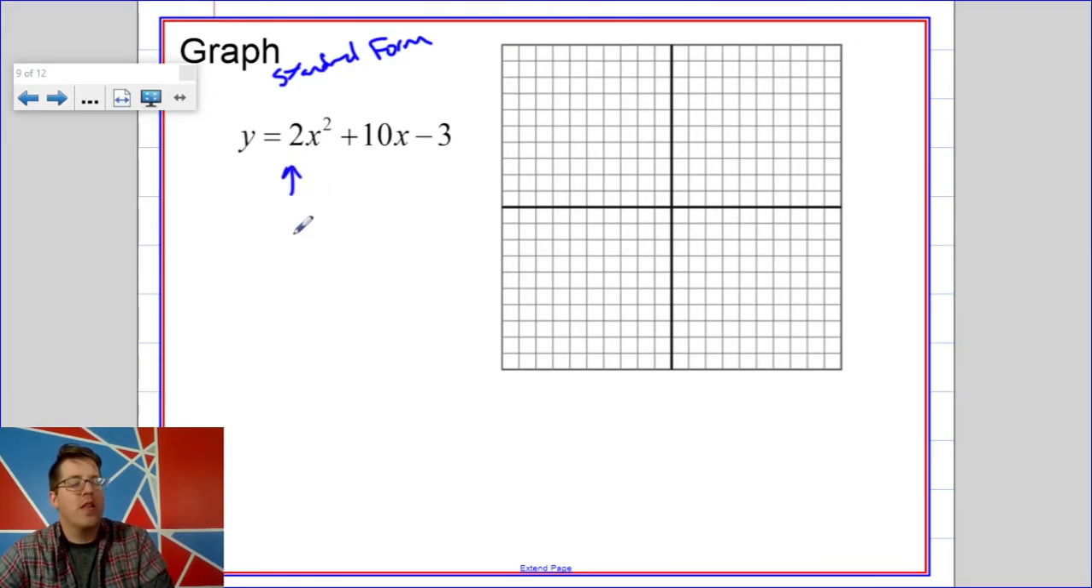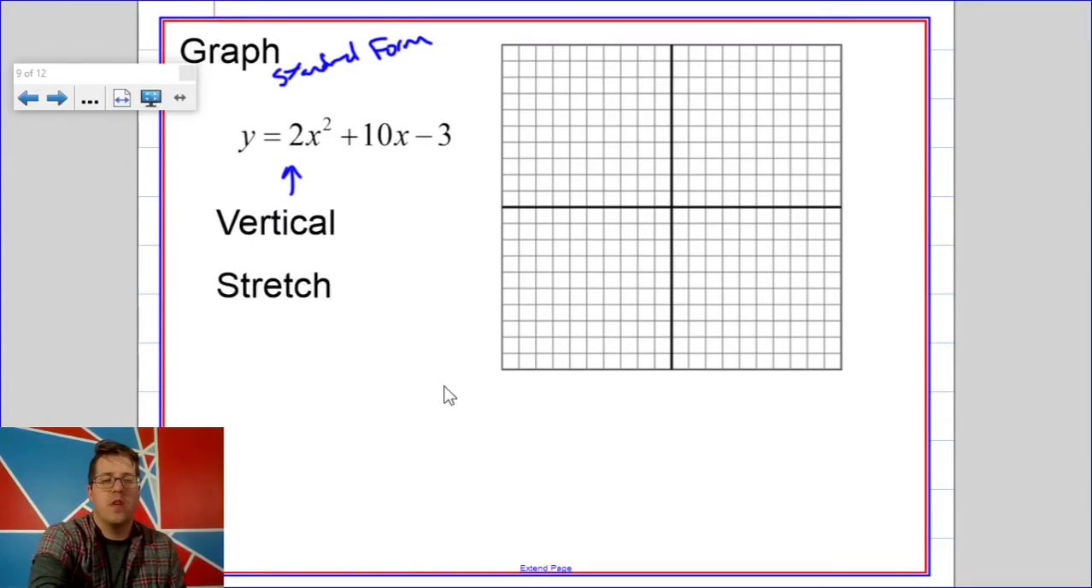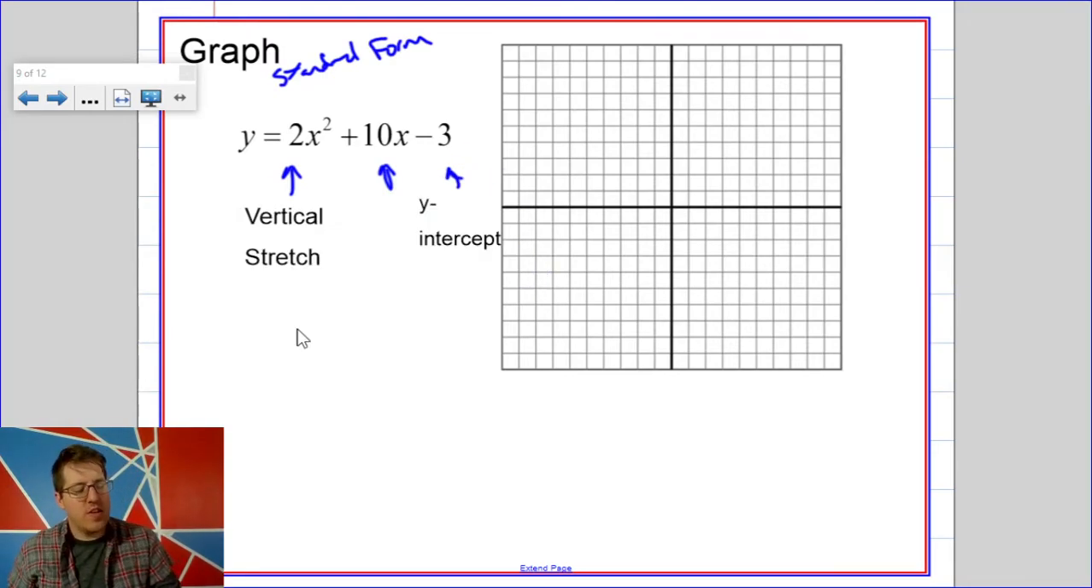So the first value, the a value, tells me the vertical stretch, which is also known as the opening direction, and the magnitude at which it changes. The b value, or the linear term, tells me something really interesting, and we'll come to that last. The constant term tells me the y-intercept. So I can tell that this graph is going to have its y-intercept at -3, which is right here, and I can tell that it's going to open upwards.